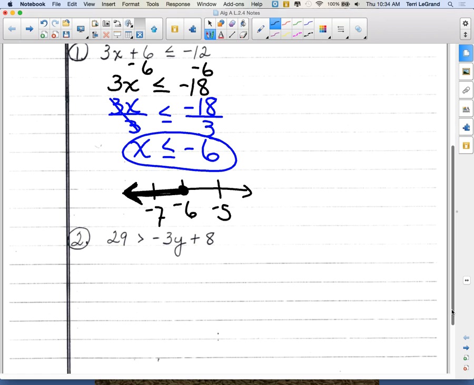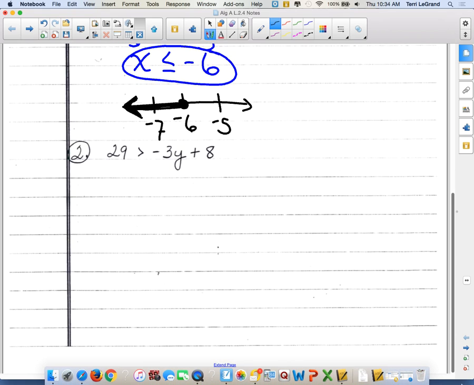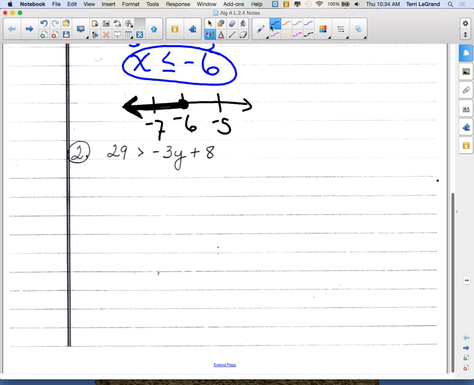Okay, let's go on to this next one then. What's that symbol read? What is our symbol? Is greater than, isn't it? That symbol reads is greater than. So what's going to be our first step of work in this one? Subtract 8. Okay, go ahead and do that.